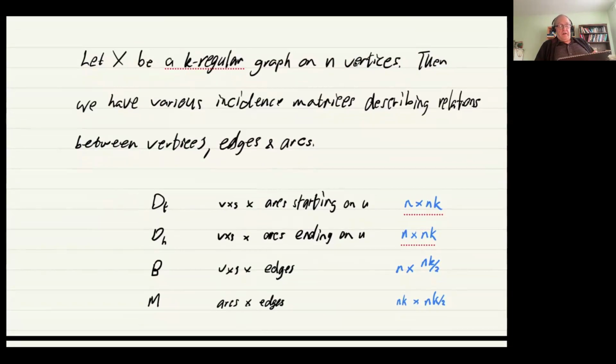The first one, D_t: the rows are indexed by the vertices, the columns are indexed by the arcs, and there's a 1 if the arc starts on the vertex. In that case, we say the vertex is the tail of the arc, and so this is the tail arc instance matrix. There are n vertices. We've got a K-regular graph. There are nk arcs.